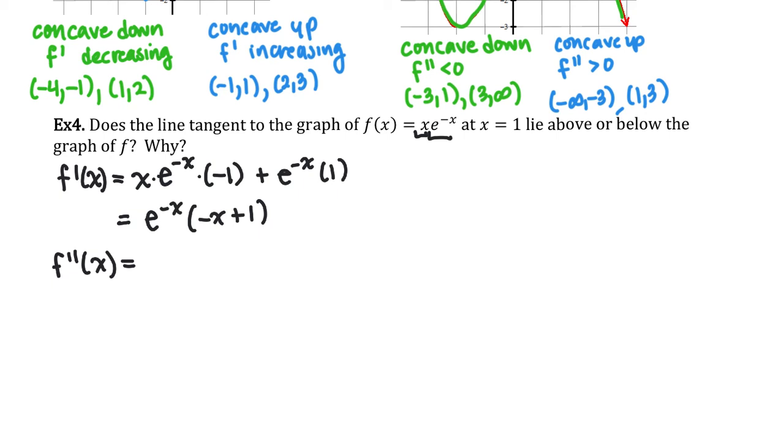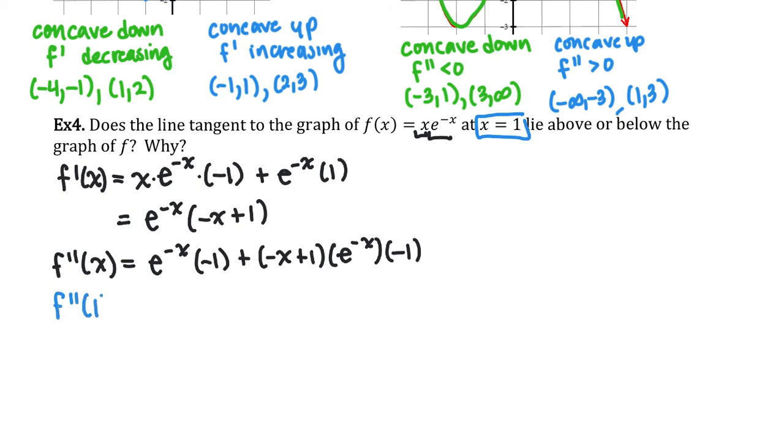Okay, because I took out the e to the negative x, I'm going to use the product rule now. So I'm going to do e to the negative x times the derivative of negative x plus 1, -1, plus negative x plus 1, times the derivative of e to the negative x, which is e to the negative x times -1 because of the derivative of the exponent. Okay, now where am I trying to evaluate this at anyways? I'm going to plug in x as 1, so I don't think I'm going to simplify it. Let me just try to plug it in and see how bad it is.